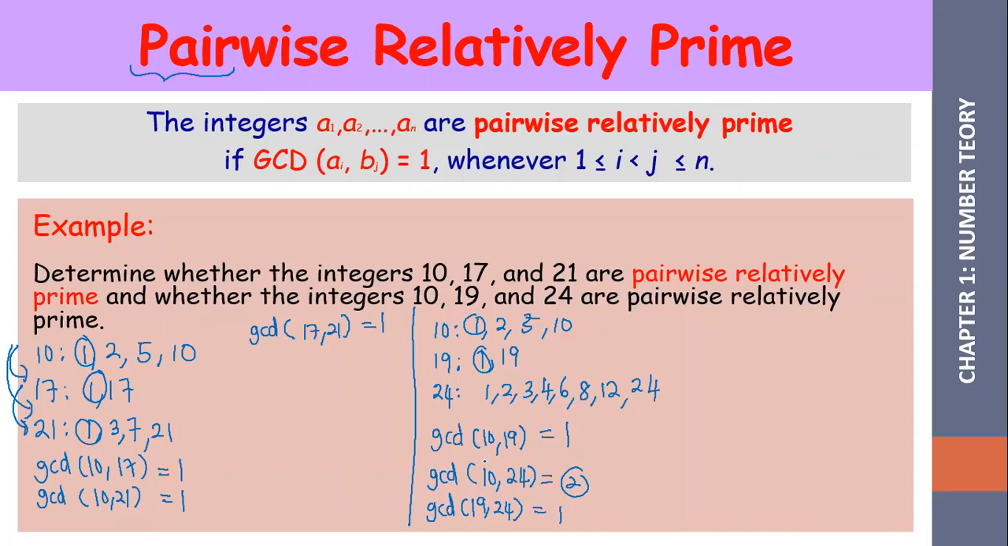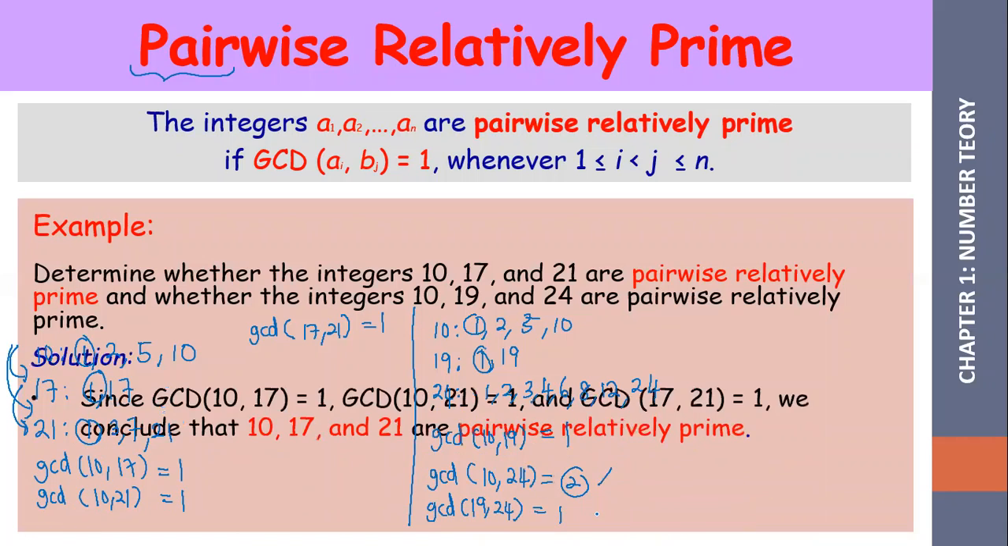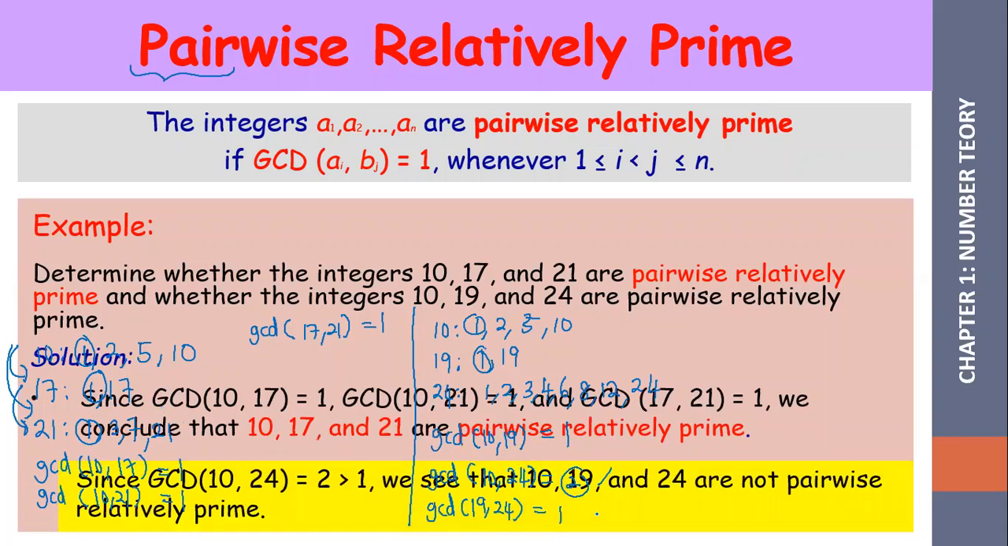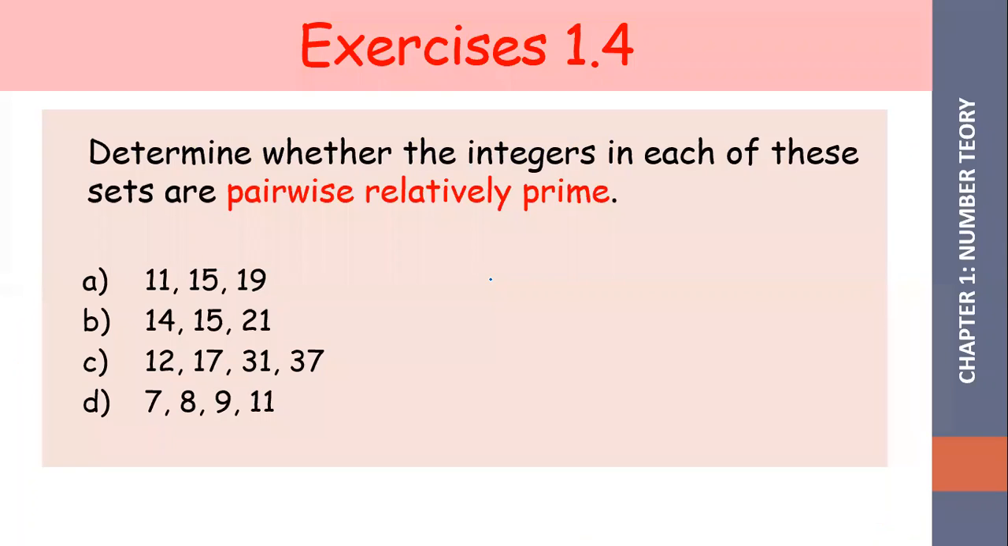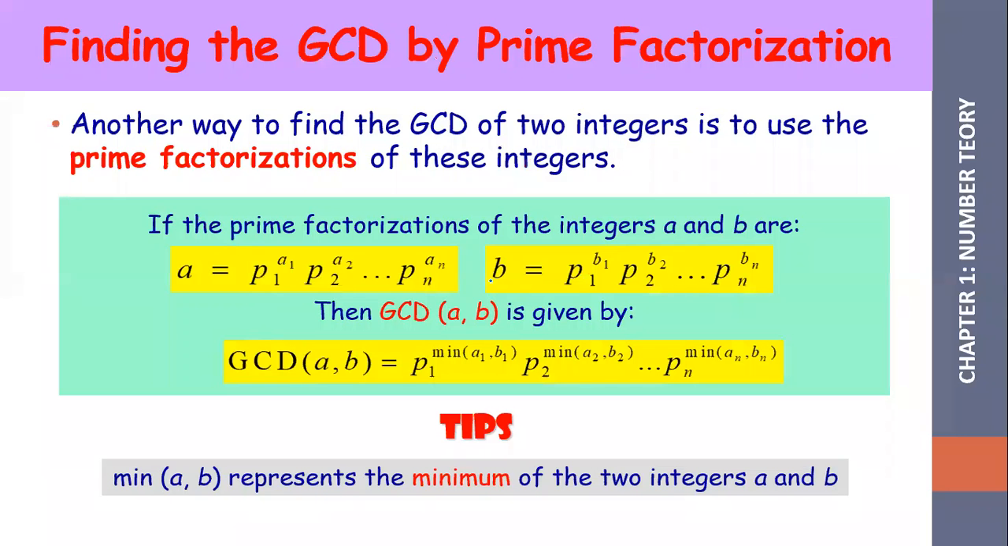All right, since we have GCD of 10, 24 equal to 2, which is not relatively prime, we can say that the integers 10, 19, and 24 are not pairwise relatively prime. So that's why you have to check one by one. That is the reason why. So this is an exercise. You may try to do it.